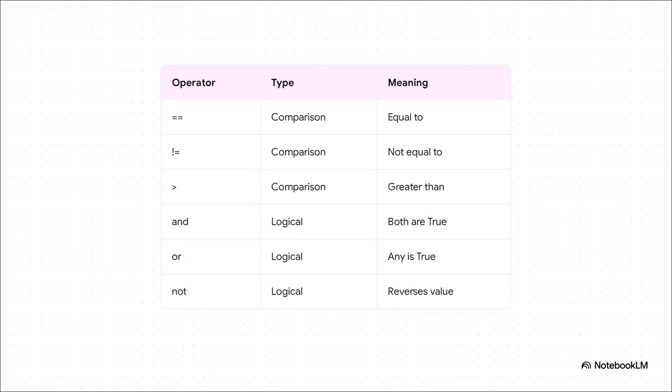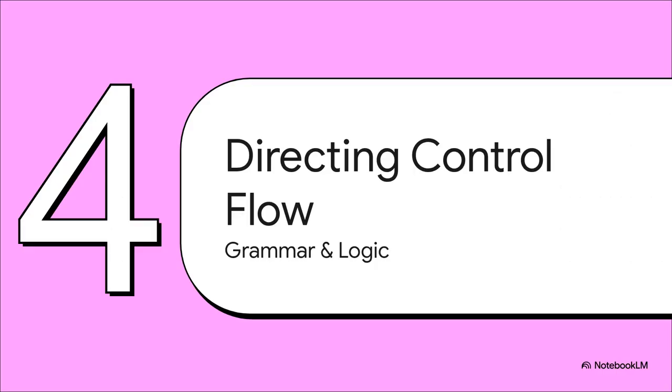We use comparison operators like equal to, not equal to, greater than, and less than. And then we have logical operators: and, or, and not. These check if multiple conditions are true or false. Why does this matter? Well, because comparing data and establishing logic is exactly how we set up our programs to actually make decisions. Which perfectly sets up Section 4, directing the control flow, grammar and logic. This is where our code goes from being just a fancy calculator to actually getting smart.